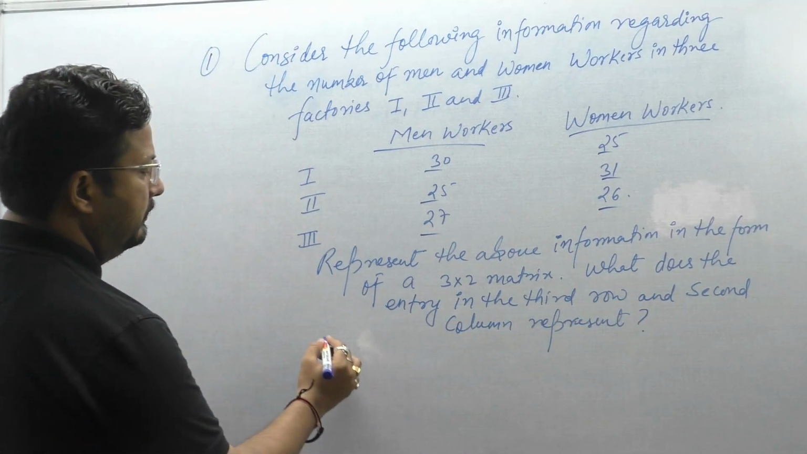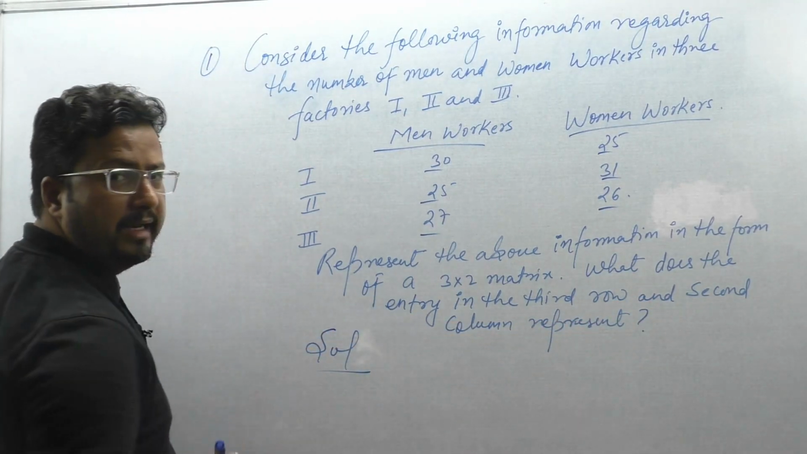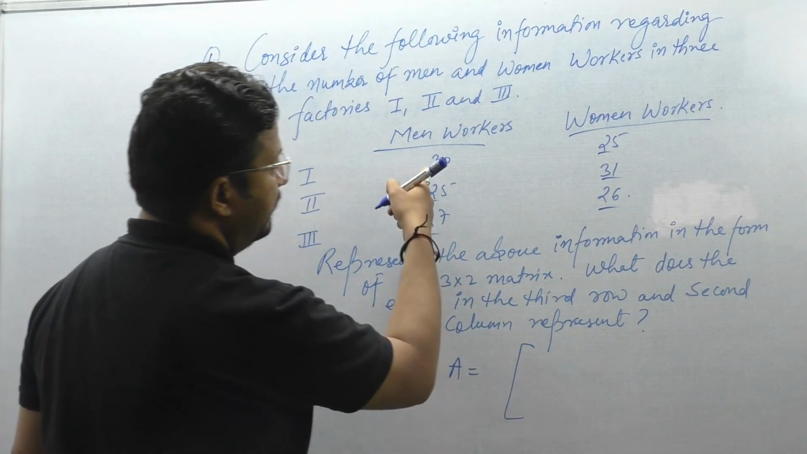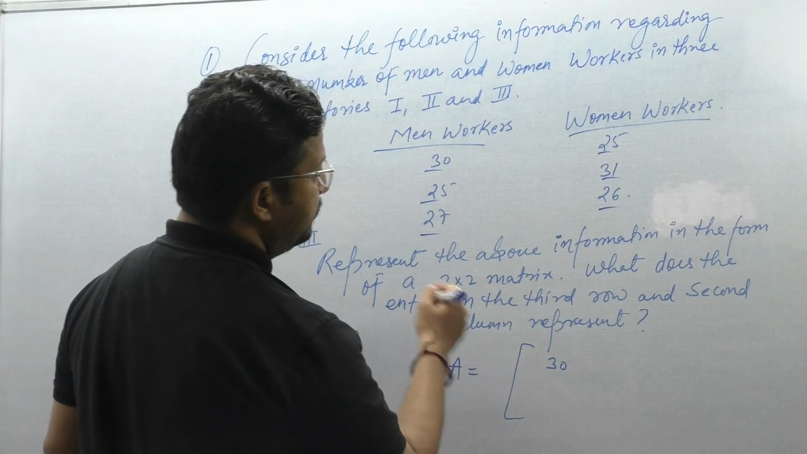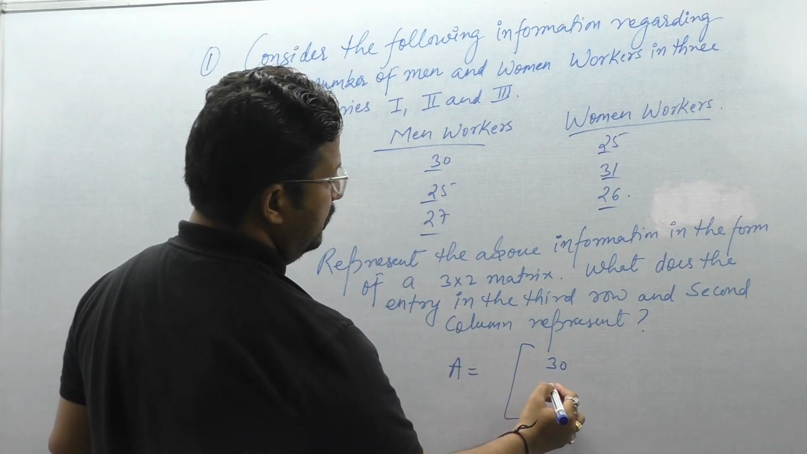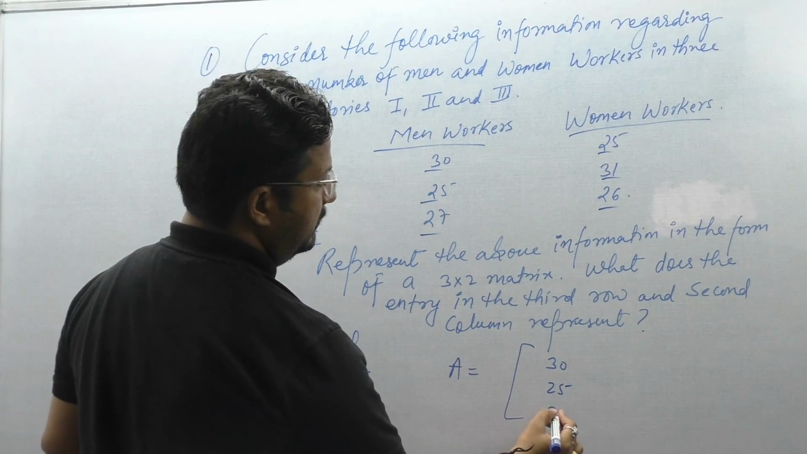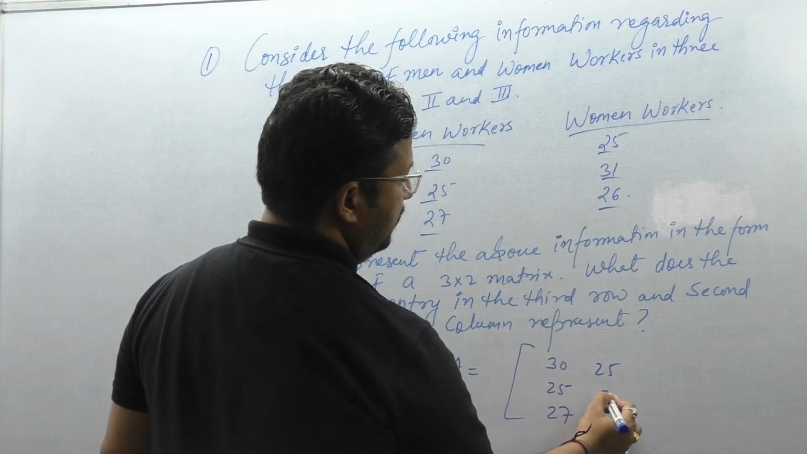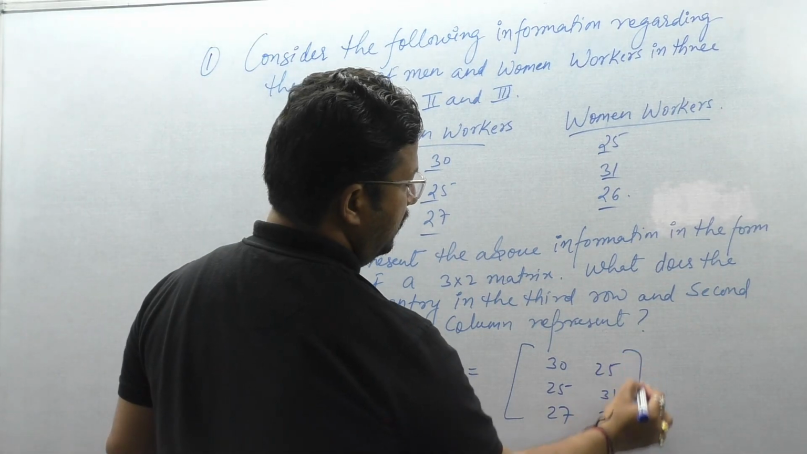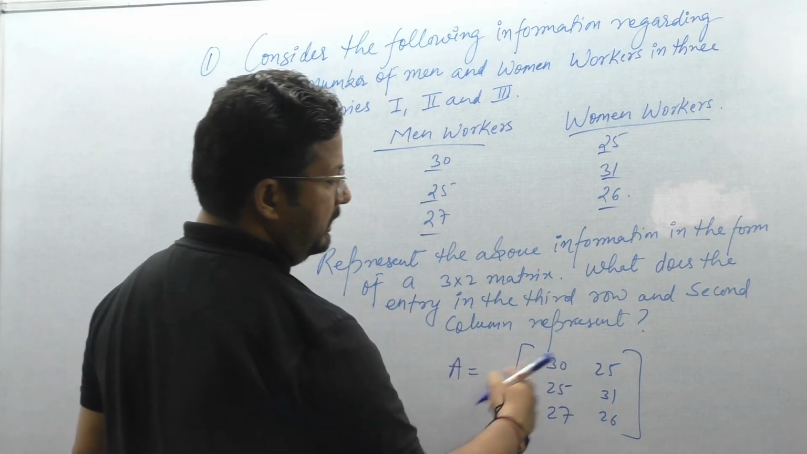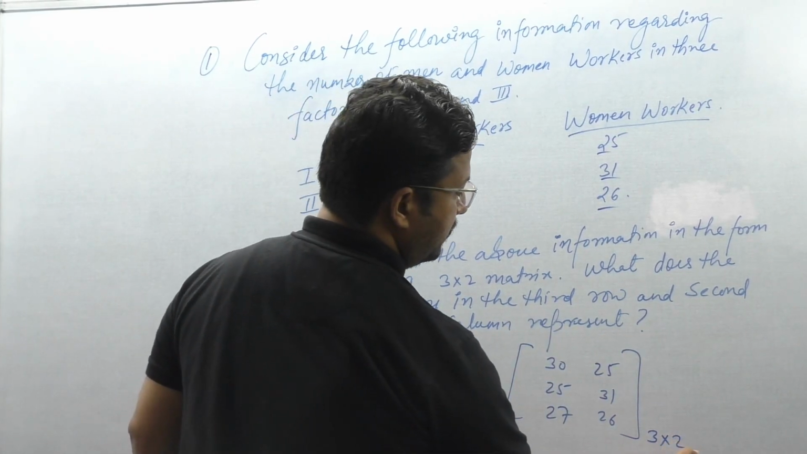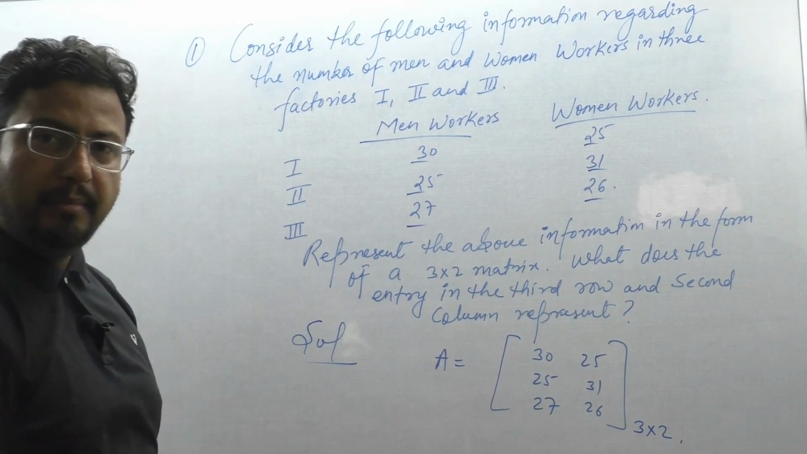So let's see how we can write this information. We can take, for example, this matrix as A. Now in factory 1, 30 men are there, 25 in factory 2, and then 27 in third. Here how many women are there? 25, 31 and 26. So this is represented in terms of 3 rows by 2 columns. Okay, this is a way to represent this matrix.